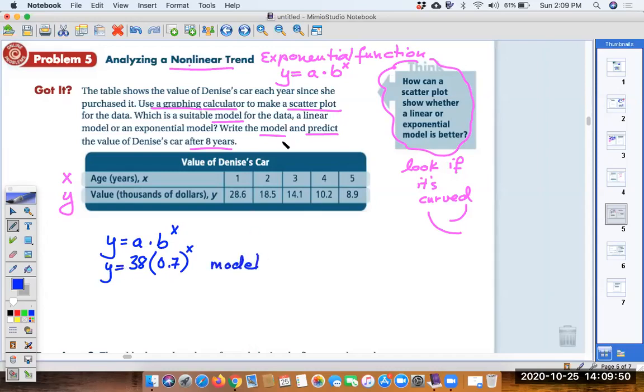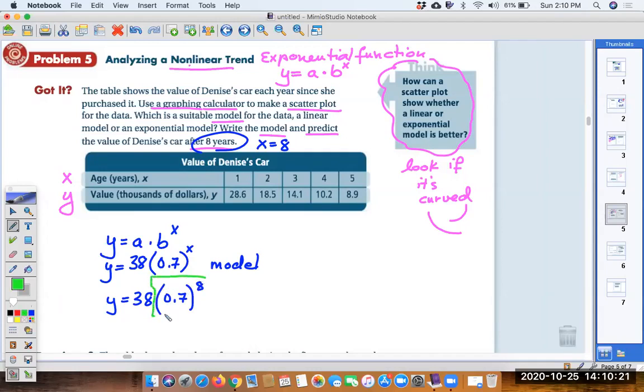And now we're supposed to estimate or predict the value of Denise's car after 8 years, meaning X is 8. So in our function, we're going to input 8 for X and find Y, which is the value of the car after 8 years.